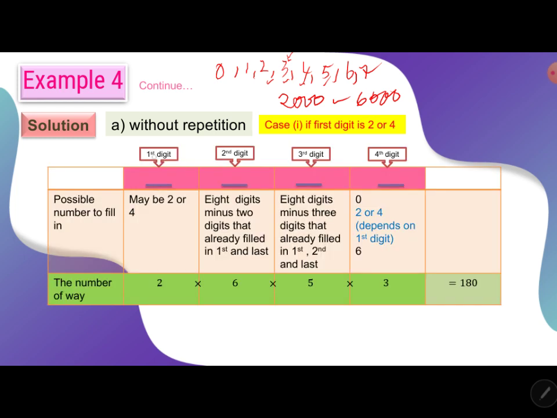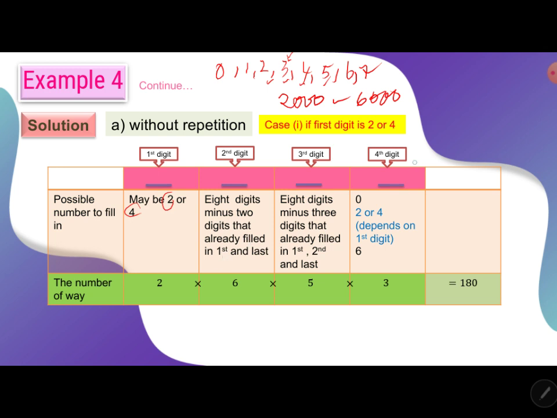So the first case: the first digit is 2 or 4. So this is the table. This is for the first digit, which can be 2 or 4, so we have 2 choices. And the second digit can be any digit except the first digit that you have chosen. How many digits do we have? 1, 2, 3, 4, 5, 6, 7, 8. So 8 digits minus the 2 digits that already fill the first and the last.